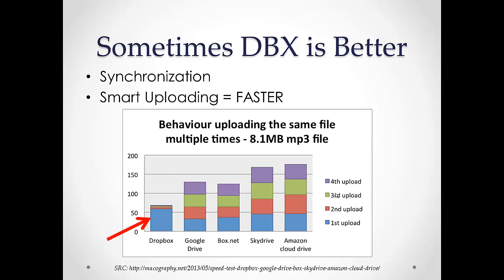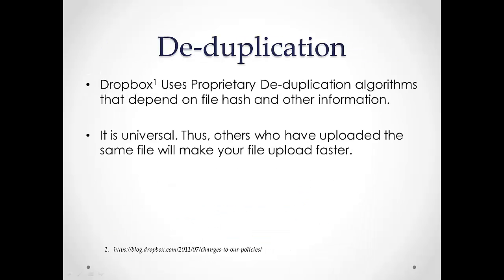In the chart that you see here, the article writer uploaded an MP3 file 5 times to a variety of services. Unlike the other services, all the re-uploads to Dropbox resulted in upload times that took a tiny fraction of the time. This great feature is due to a proprietary mechanism in Dropbox that's called deduplication.